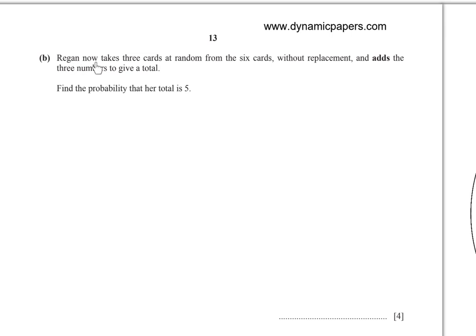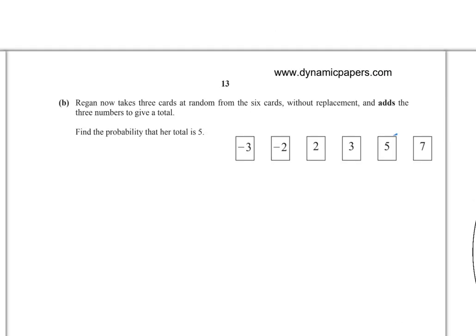B, Regan now takes 3 cards at random from the 6 cards without replacement and adds the 3 numbers to give a total. Find the probability that her total is 5. Now to take 3 cards and add them to get 5, you can take negative 2 and 2 and 5, or negative 3 and 3 and 5.